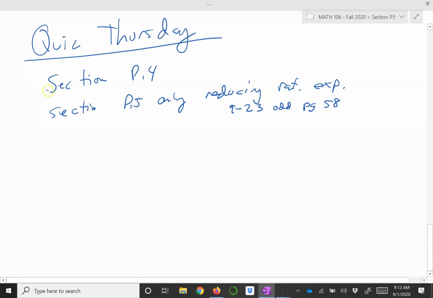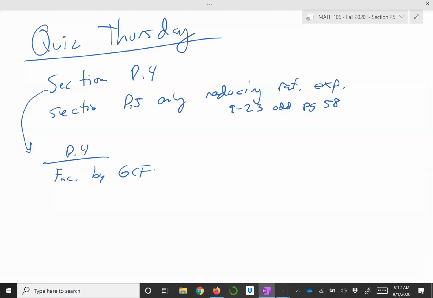Now for P4, let's list the problem types, right? Because this is how I think the best way to study for my quizzes and exams. What are the problem types? We have factoring. Well, they're all factoring. So factoring by GCF, right? I give you some type of polynomial. You'll notice that in each term I could take out some factors, and then the problem's done. Factor by GCF.